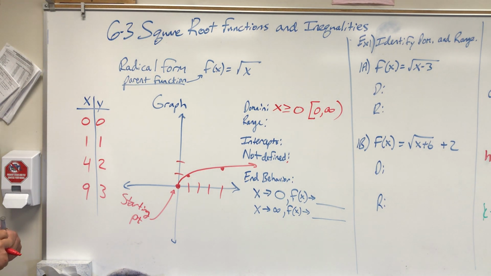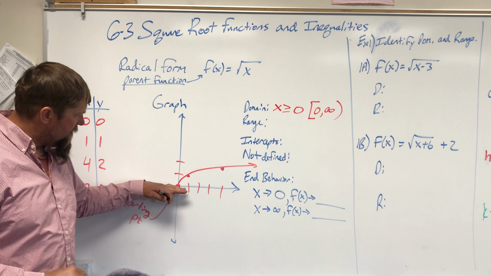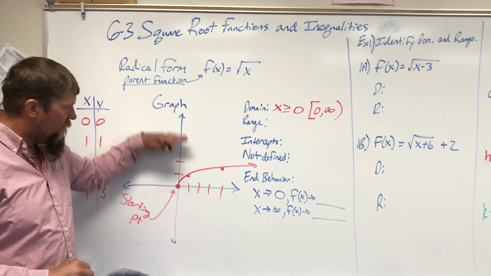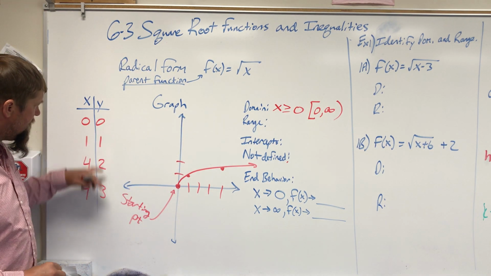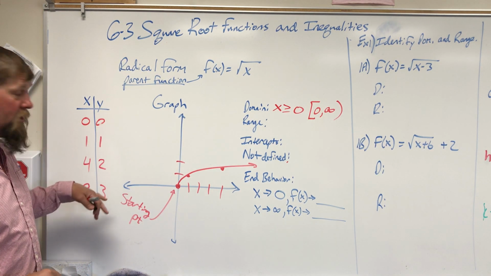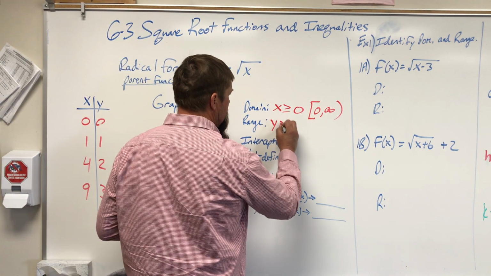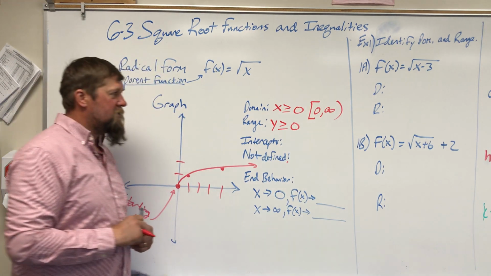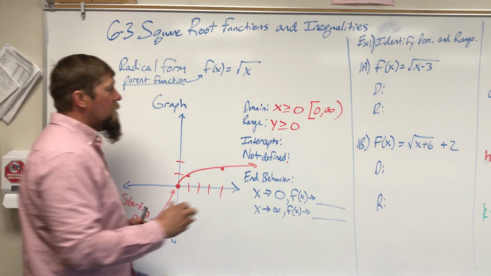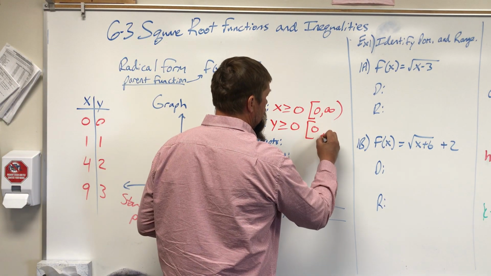Now, the range, the y values. If you look at the y values, they start at 0 and go up, as you can see on the table, 0, 1, 2, 3. We could have decimals in there. So y also starts at 0 and goes up. So y is greater than or equal to 0. Or again, you could say 0 to infinity.